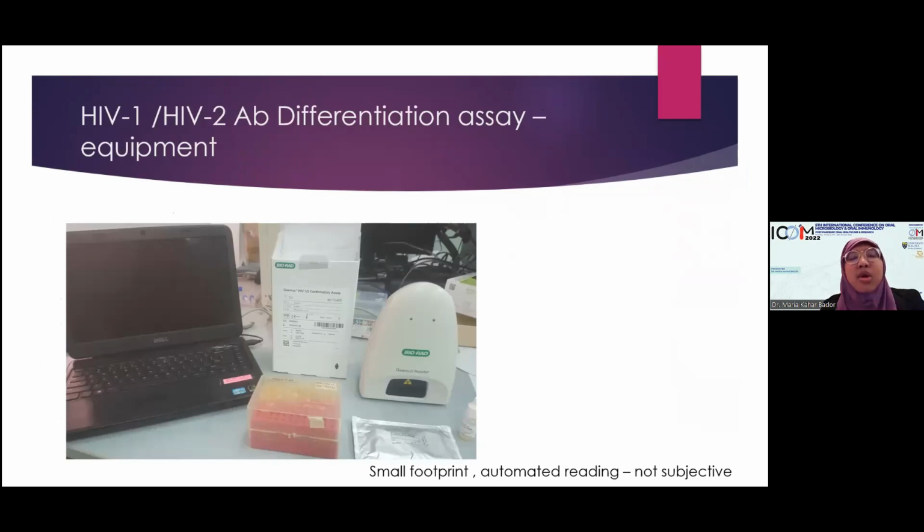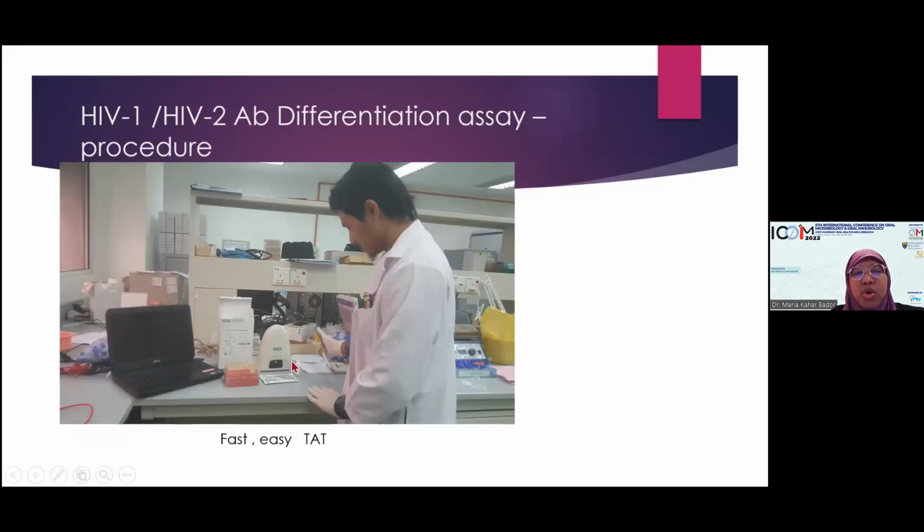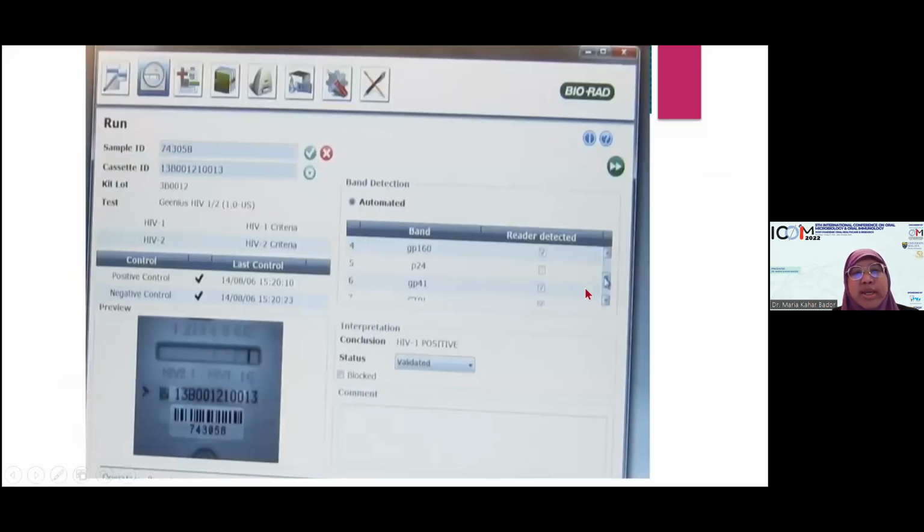This is how it looks. It is a very small footprint, and it doesn't take much. In the past we had one whole lab for HIV, and it was quite a scary place to go in. So now it's very simple. It takes less than half a bench. So it's really small, and this is the reader. It's a very nice footprint, and it's fast. It's done within 30 minutes or so. This is how it looks as it comes out.